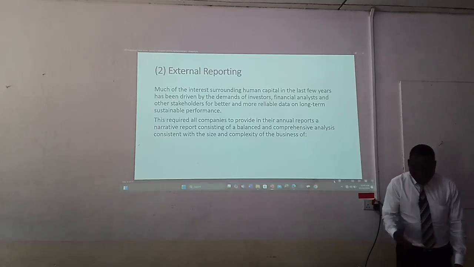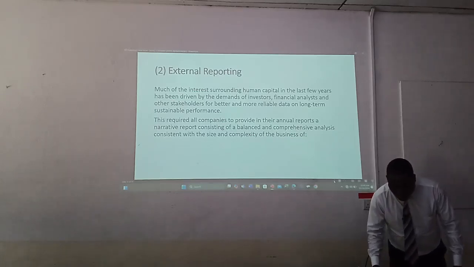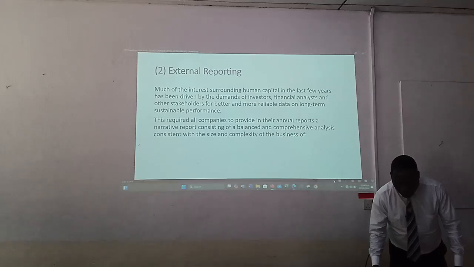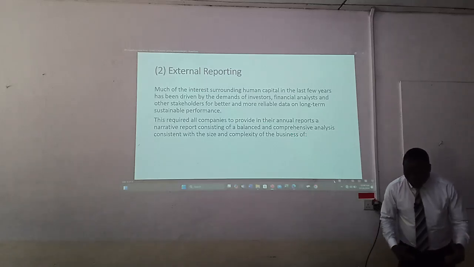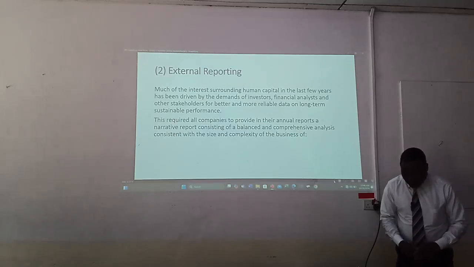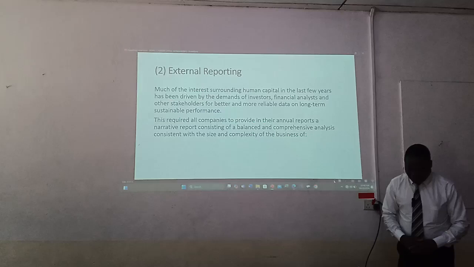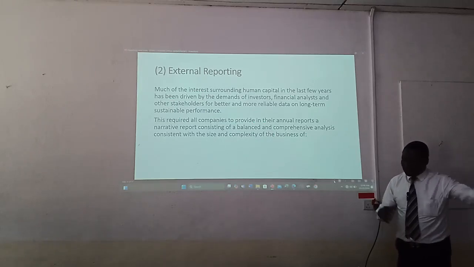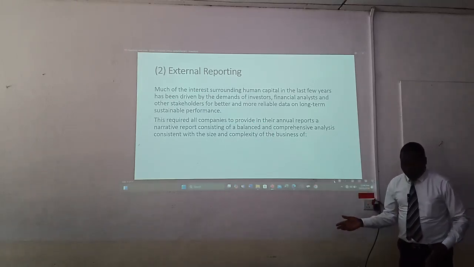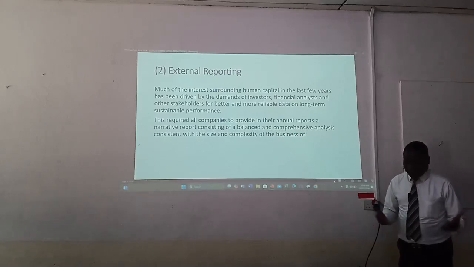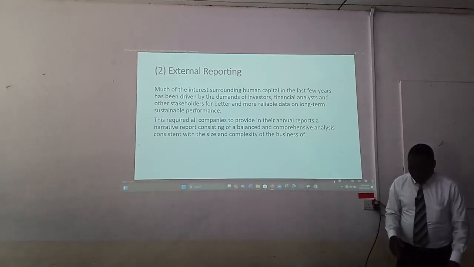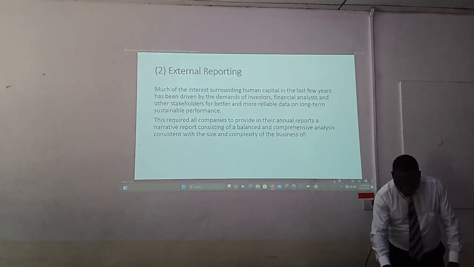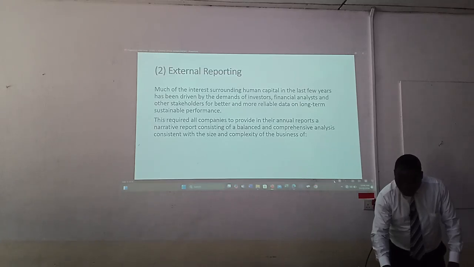This required all companies to provide in their annual reports a narrative report consisting of a balanced and comprehensive analysis consistent with the size and the complexity of the business. So you need to provide these annual reports on the narrative report, and at the same time you have these financial reports balancing up what has come in and what has gone out. All right, so this balanced and comprehensive analysis is consistent with the size and complexity of the business.